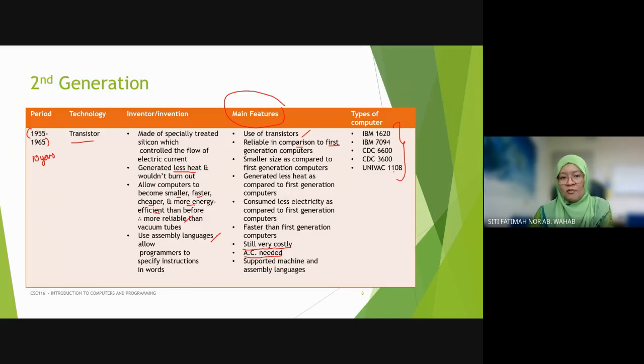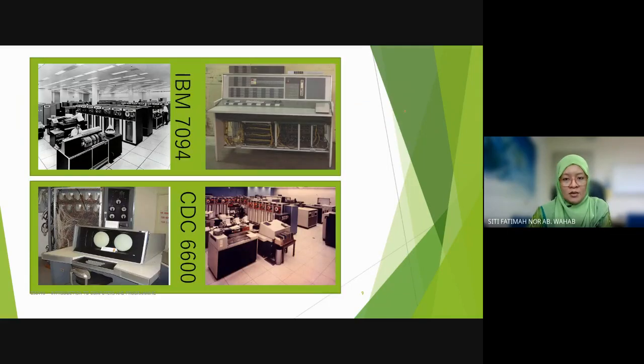The types of computers during this generation are IBM 1620, IBM 7094, CDC 6600, CDC 3600, UNIVAC 1108. Okay, so these are the pictures. Even though it is smaller in size, it is not small enough for us to use. It is still big, but smaller than the first generation computer.